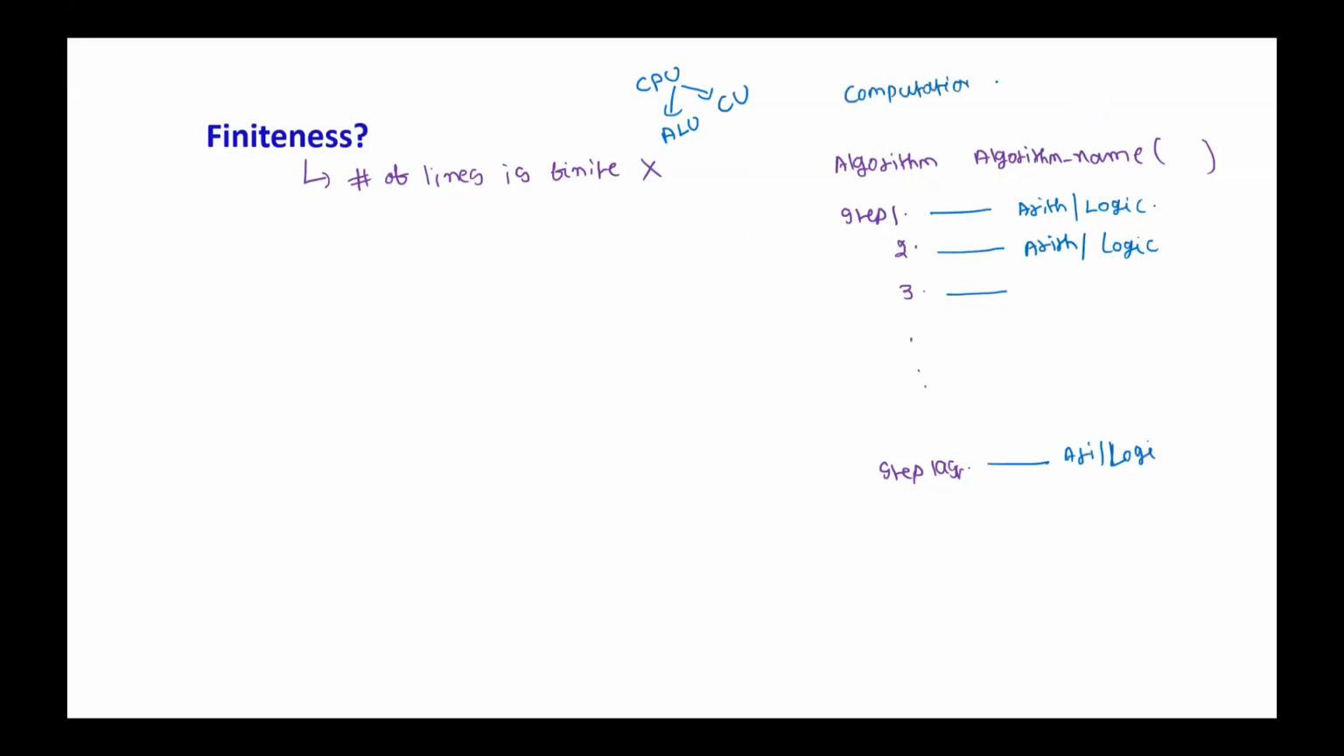We write an algorithm to solve some computational problem, so definitely there will be some input size. Now, in each step, what is the operation that is performed? For example, C equals A plus B. What operation is performed in the third step? We can write it as addition. Like that, for each step you write what operation is performed.